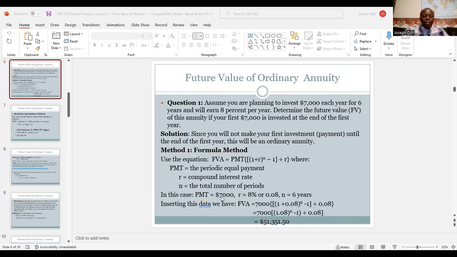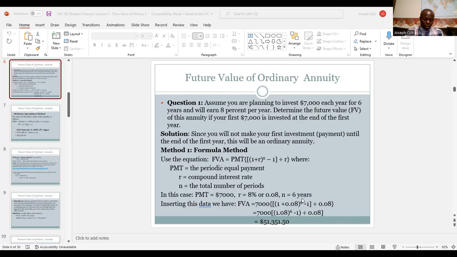So for this, the payment is 7,000. Let me write this down. Payment is $7,000. Rate of return is 8%, which is 0.08. You can see it here on the screen. And the number of periods is 6 years. So we can plug it into this formula.